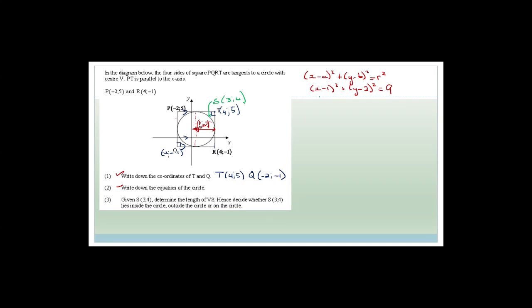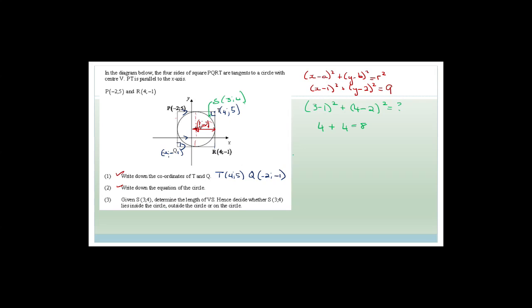Okay, so the best thing to do is just to substitute these x values into this equation and see what happens to the y. Okay, so if we go 3 minus 1 squared plus 4 minus 2 squared is equal to, that's what we're trying to find out. So 3 minus 1 squared is 2, and 2 squared is 4. Plus 4 minus 2 is 2, and 2 squared is 4, so that is equal to 8. And that is not the radius, the radius is 9, so it's not that point there.